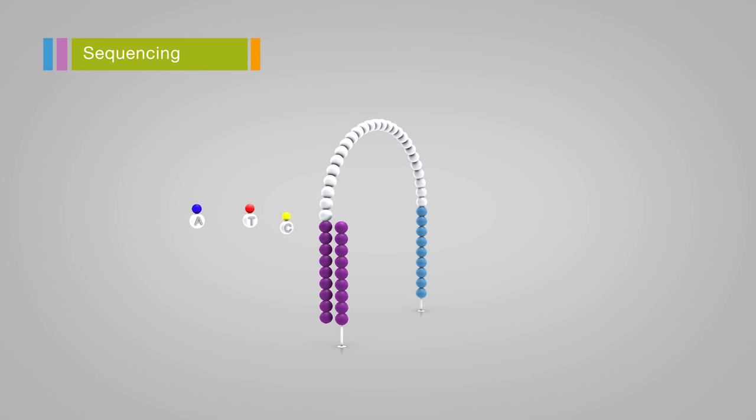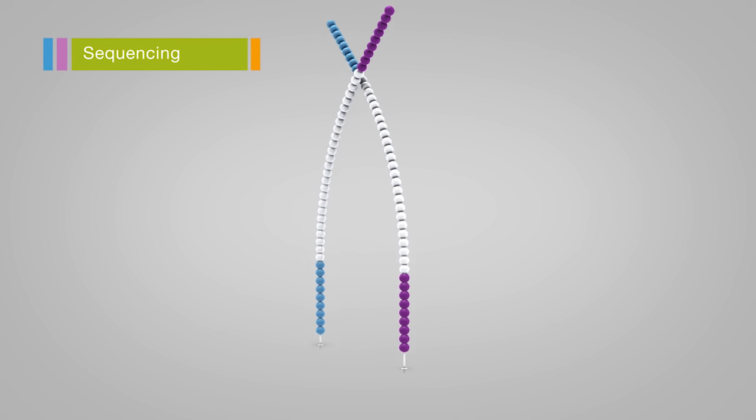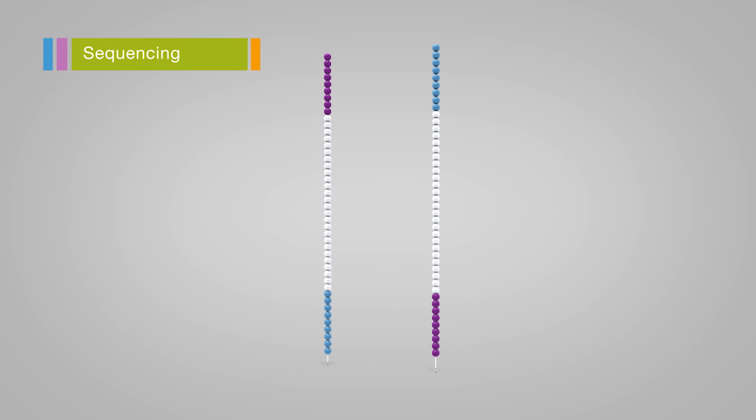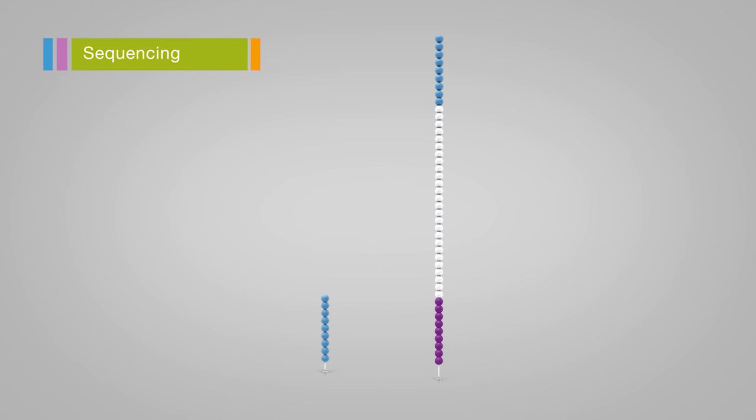Index 2 is read in the same manner as index 1. Polymerases extend the second flow cell oligo, forming a double-stranded bridge. This double-stranded DNA is then linearized, and the three prime ends are blocked. The original forward strand is cleaved off and washed away, leaving only the reverse strand.